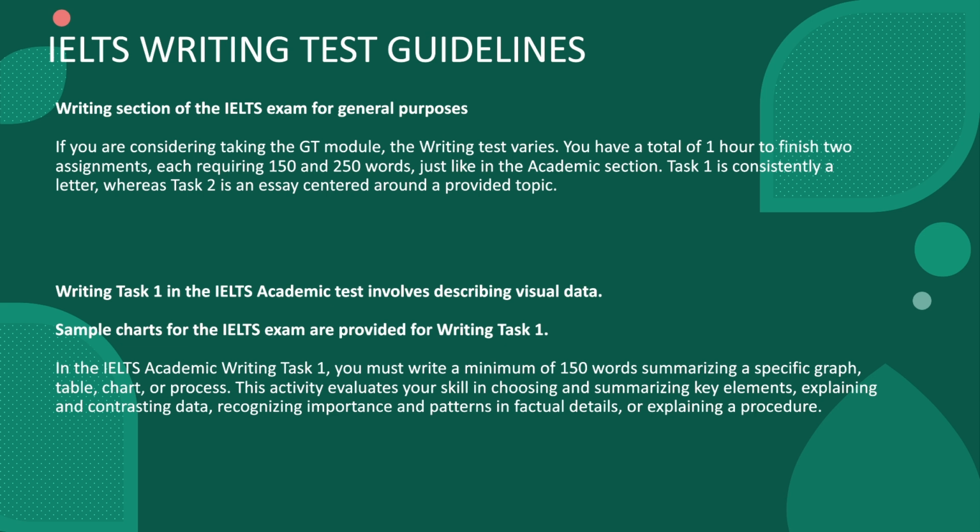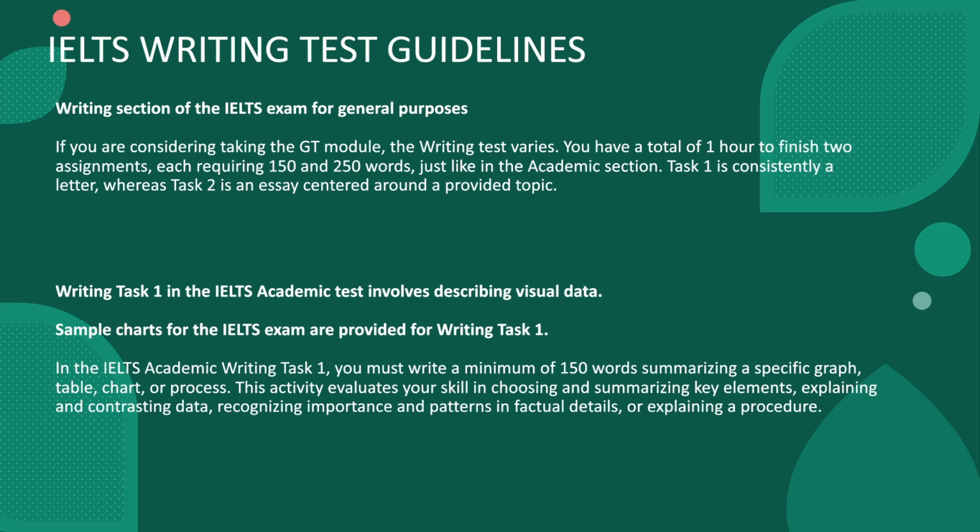Writing Task 1 in the IELTS academic test involves describing visual data. Sample charts of IELTS exams are provided for writing Task 1. What you have to do is summarize a specific graph, table, chart, or process. The activity evaluates your skill in choosing and summarizing key elements, explaining and contrasting data, recognizing the importance and patterns in factual details, or explaining a procedure.